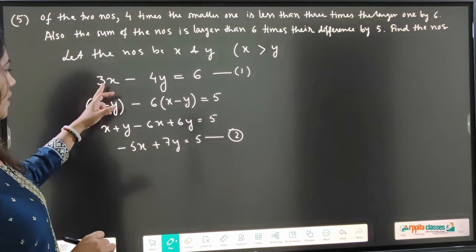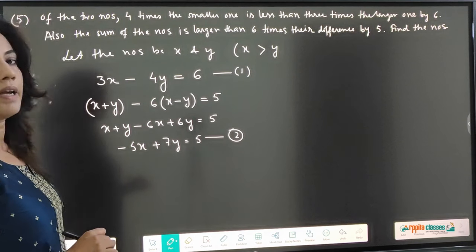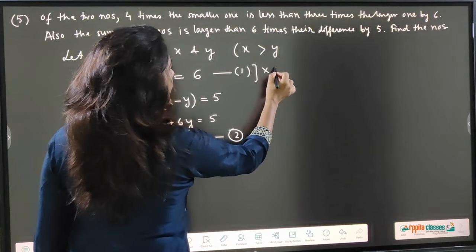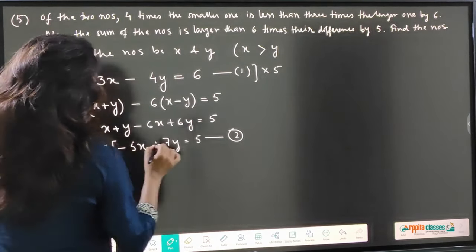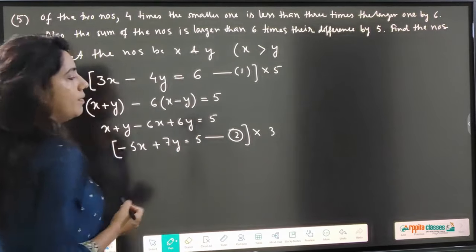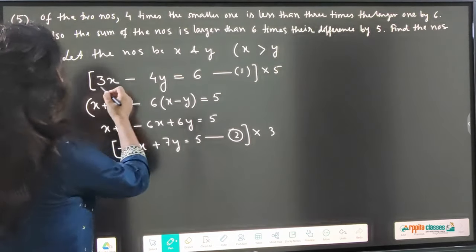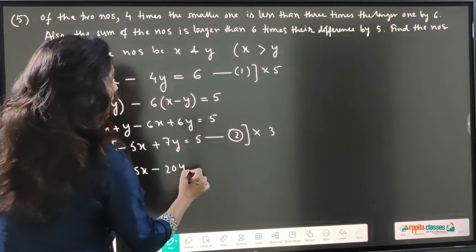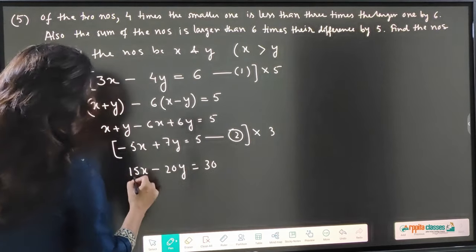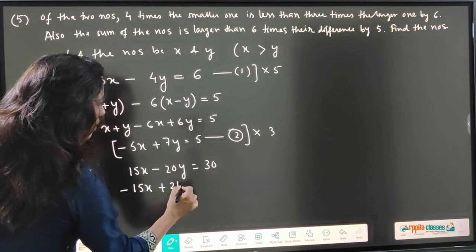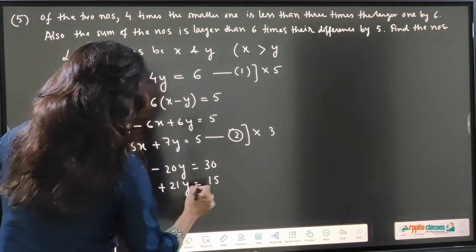So I'll do what? I'll multiply this by 5 and this by 3. So I'll multiply this whole equation by 5. You have to write. I'm not writing anymore. You need to write that multiplying equation number 1 by 5 and 2 by 3, like that. Okay. So this is your 15x minus 20y is equal to 30. And this is minus 15x plus 21y is equal to 15.